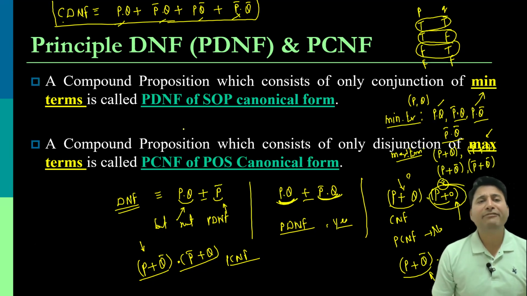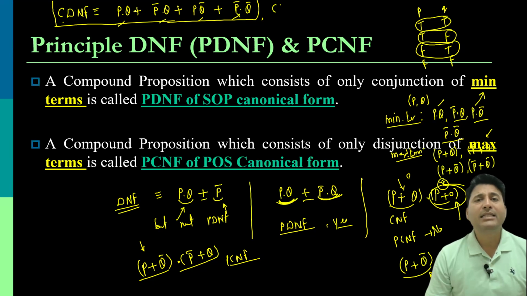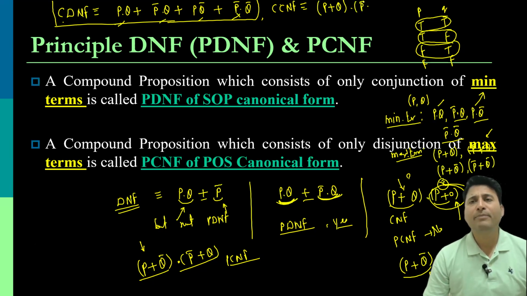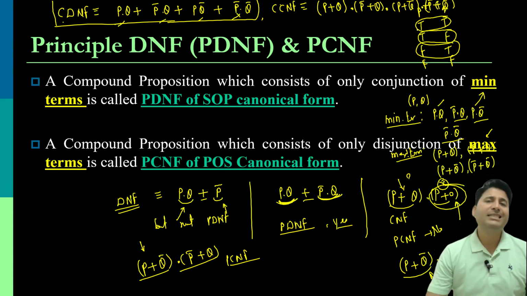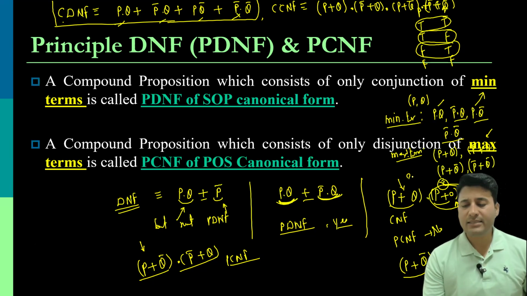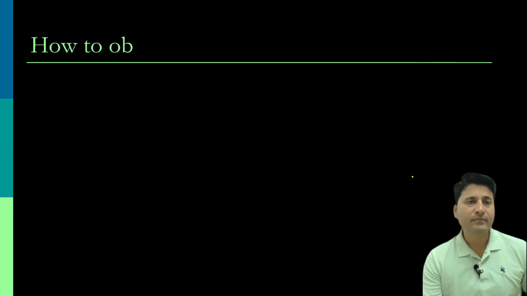In the same manner, if in place of all the min terms we write all the max terms, we call it CCNF. So in CCNF for two variables, it will be (P plus Q), then (P complement plus Q), then (P plus Q complement), and (P complement plus Q complement). So the product of all the max terms is CCNF, complete conjunctive normal form.